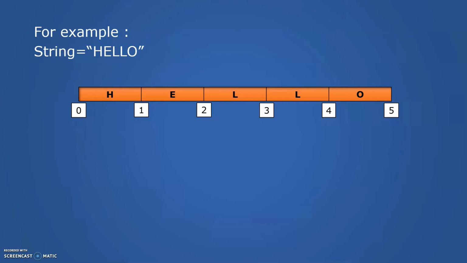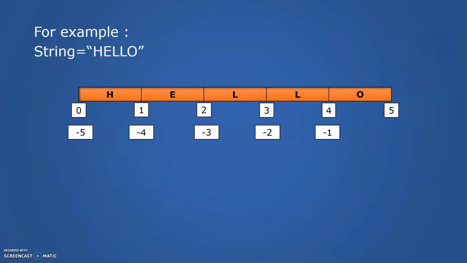Let's see the negative indexing. Negative indexing always starts from the last character of a string up to the first character. See, -1, -2, -3, -4 and -5. So -1 represents the last character of a string and -5 represents the first character of a string. Likewise, we can give indexing. We can give both positive and negative indexing to a string.